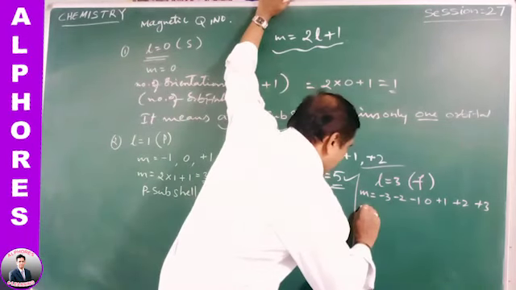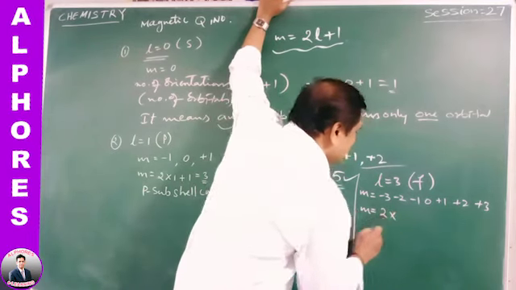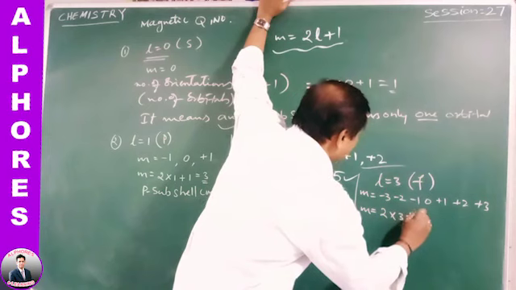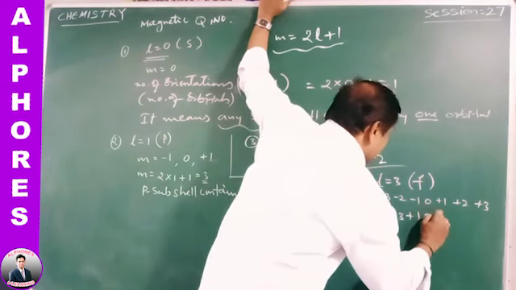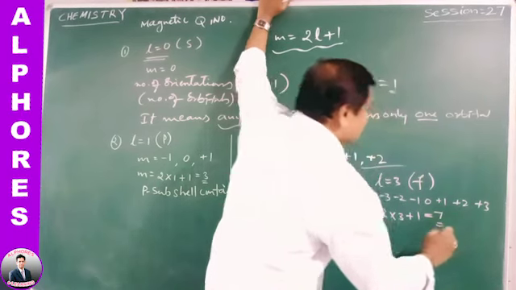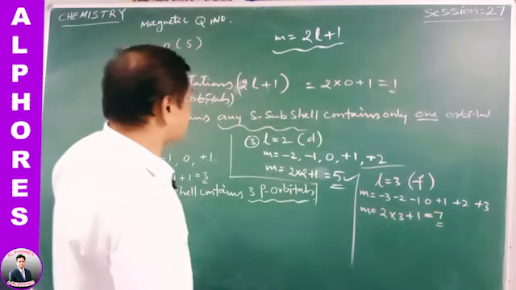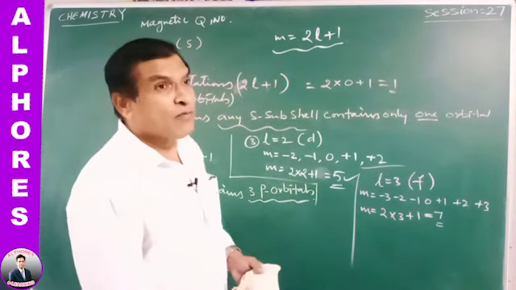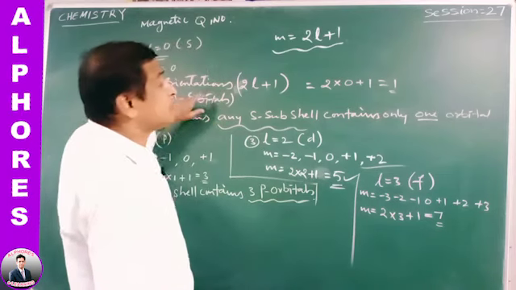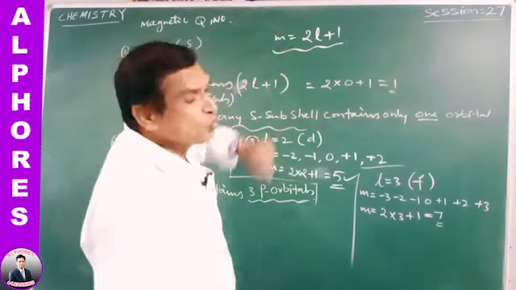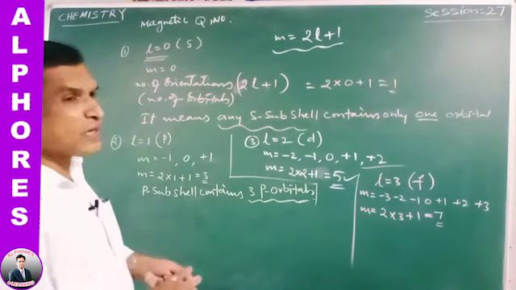Therefore, total M values are 2L plus 1, that is 2 into 3 plus 1, which is 7. That means the F subshell contains 7 orbitals. That means the number of orbitals present in a subshell is equal to 2L plus 1. This is about the magnetic quantum number.